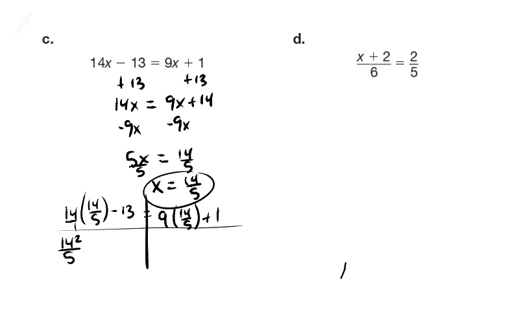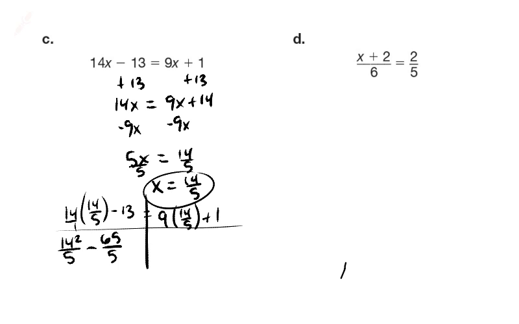And if I look at this 13, I'm going to change that to fifths by taking the number 13 and multiplying it by 5. So I get 65 over 5, so minus 65/5. If I take 65 and divide it by 5, I get exactly negative 13. The reason why I did this was I wanted to have a common denominator. So now I can combine these two.